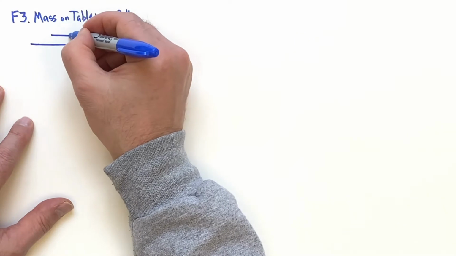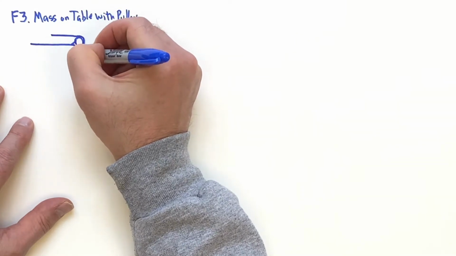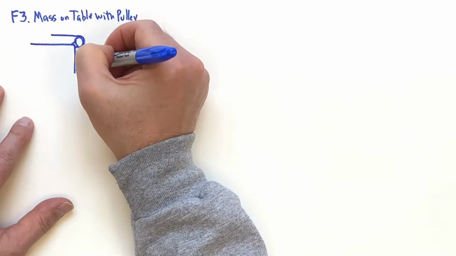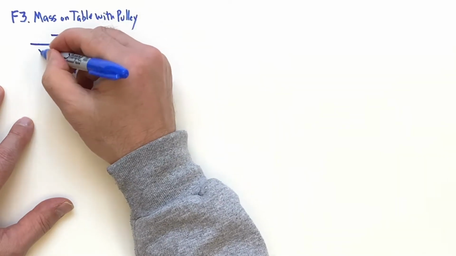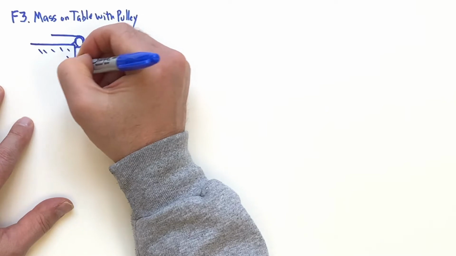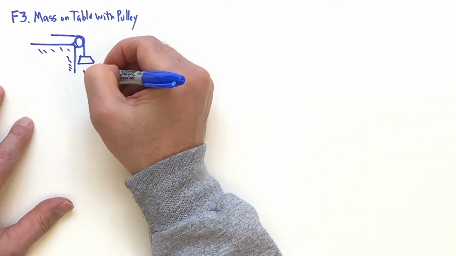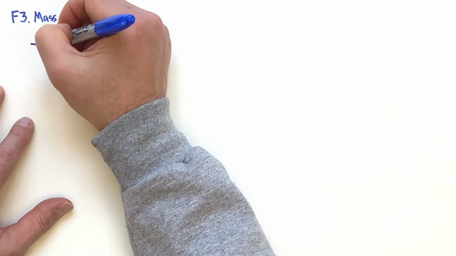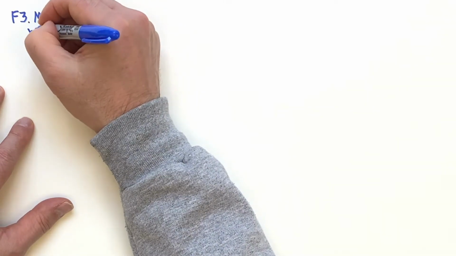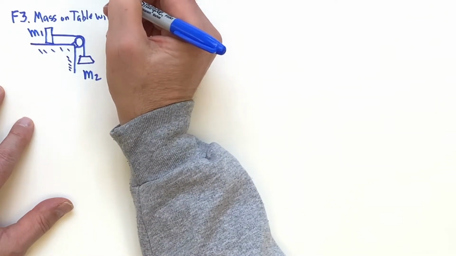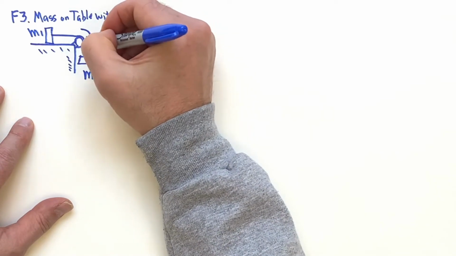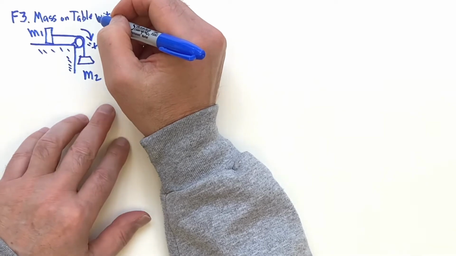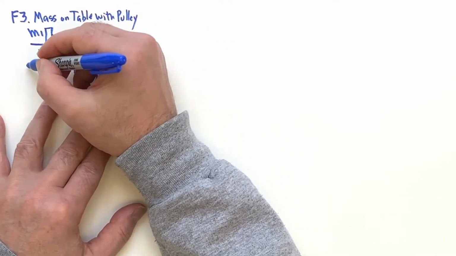And we're going to be pulling the mass here, say, a fixed table. Call that mass 2. Call this one here mass 1. We'll pick positive direction to be like this. So this is the sketch.